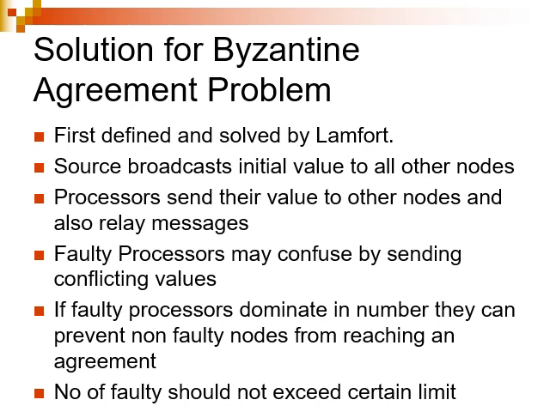We have studied this in Paxos also. Paxos puts a limitation on the number of faulty nodes. The number of faulty nodes must be less than 50%, as we have studied in Paxos. If the number of faulty nodes is more than 50%, then these nodes will dominate the non-faulty nodes and can prevent them from reaching an agreement. So this is the requirement of Lamport, that the number of faulty nodes should not exceed a certain limit. This is the solution proposed by Lamport for Byzantine faults.